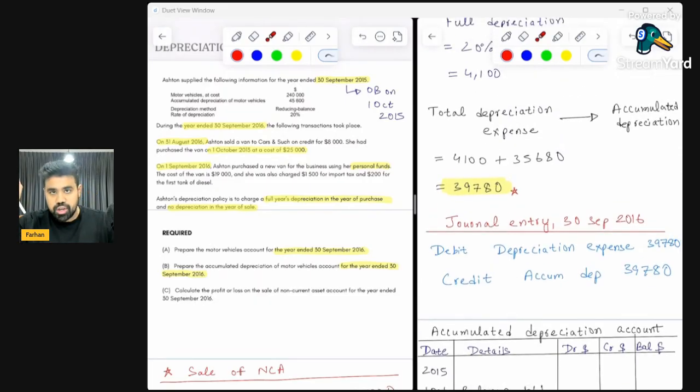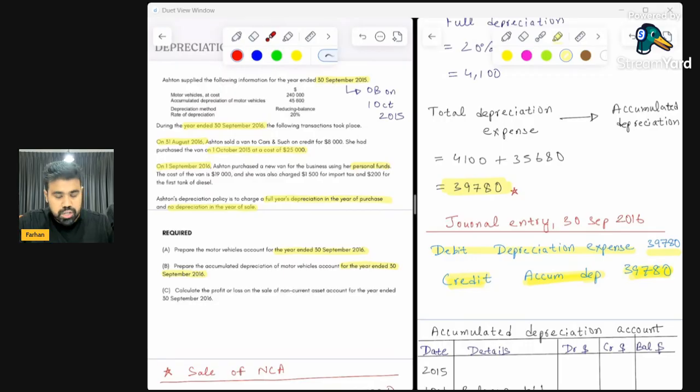Now, the journal entry, every time you want to record the depreciation expense, which is basically at the end of the year. So the journal entry at 30 September 2016, every time you want to record depreciation, is to debit the depreciation expense by 39,780, which is the value in this case, and to always credit the accumulated depreciation account by 39,780. As you can see, I've written accum dep in short. All right, but you should write the full thing during the exam.